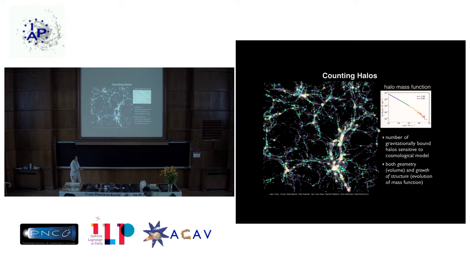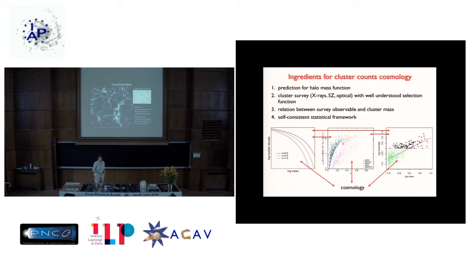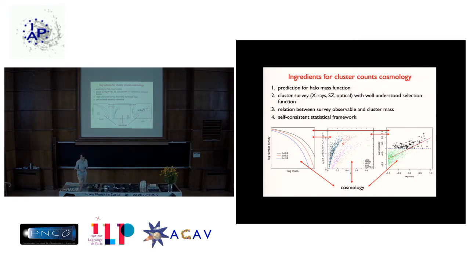One thing to point out here is that clusters are both a geometrical probe, because we measure the number of clusters in a volume, and of course, by definition, they're also a probe of the growth of structure. The ingredients that we then need for cluster cosmology are, well, we need those predictions from simulations about the halo mass function as a function of cosmology. We need to go and find a bunch of clusters. However, this is the halo mass function, and we do not observe mass in our cluster surveys. So we need a way to relate our observables to the mass of the halos in the simulations.